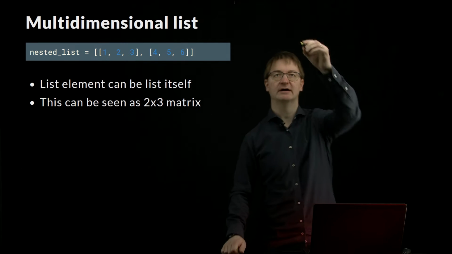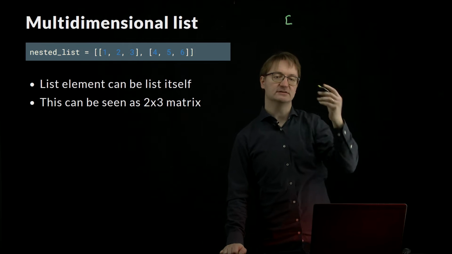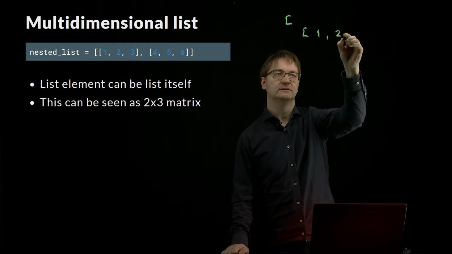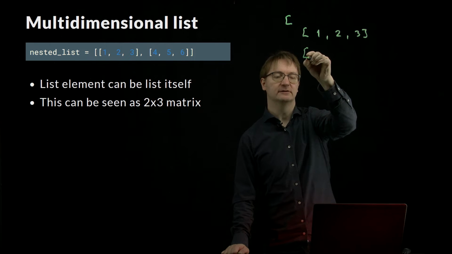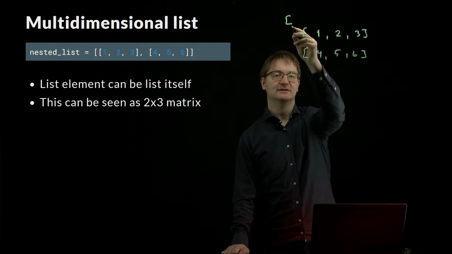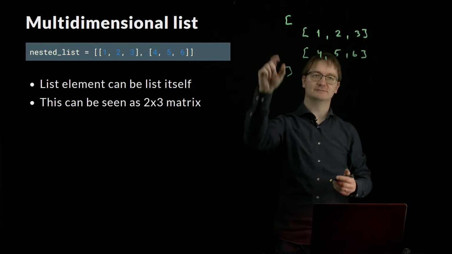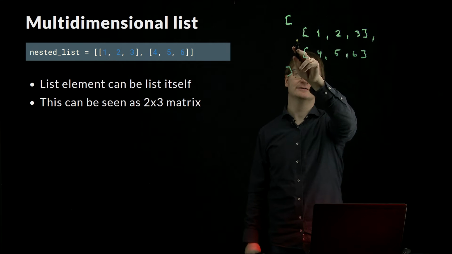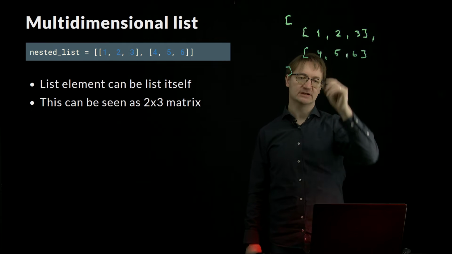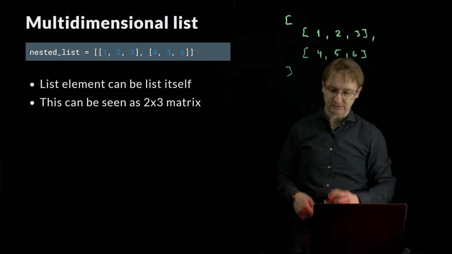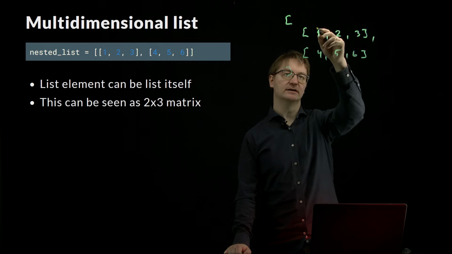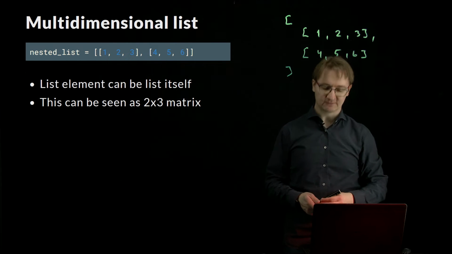So for example, we have a list, and inside this list we also have two lists. I will just write those here. So 1, 2, 3, and 4, 5, 6. I'll just write those brackets so they are kind of separated. And here we have one element, here we have a second element, and both those elements are lists themselves. Basically, what we can say is it's a matrix which has two rows, and every row has 3 elements or 3 columns.